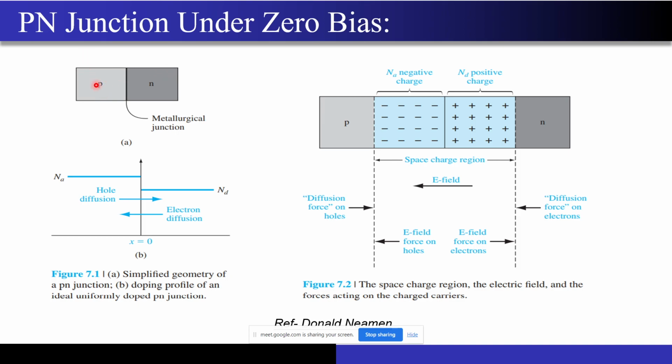So now what is this? This is a PN junction, and this is what your metallurgical junction is. On the left side you have a high concentration of holes, and on the right side you have a huge number of electrons. So according to diffusion, there should be a lot of diffusion from the left side to the right side for the holes, and similarly for electrons from the right side to the left side. And this is what has been shown in figure 7.1 right over here.